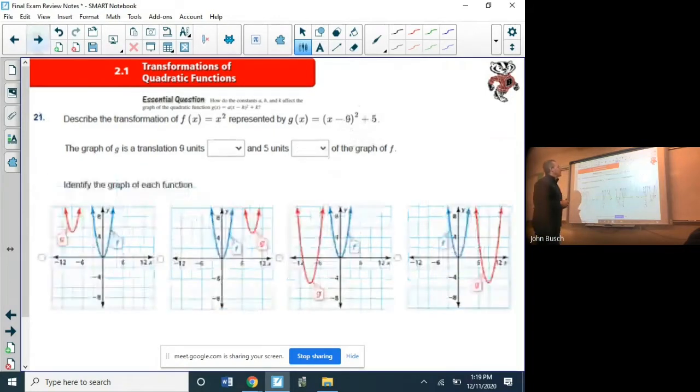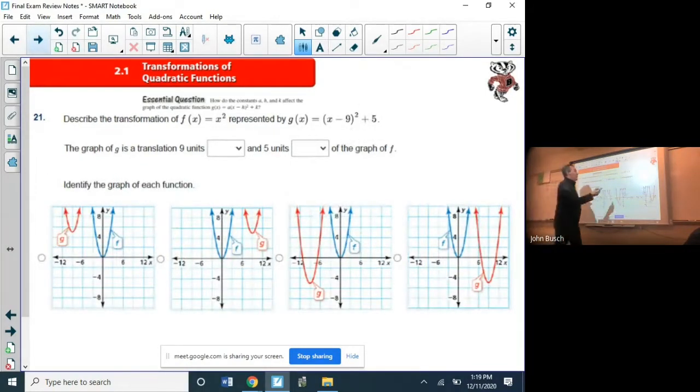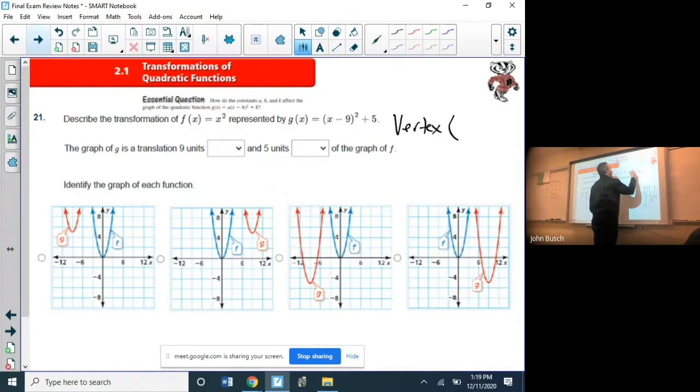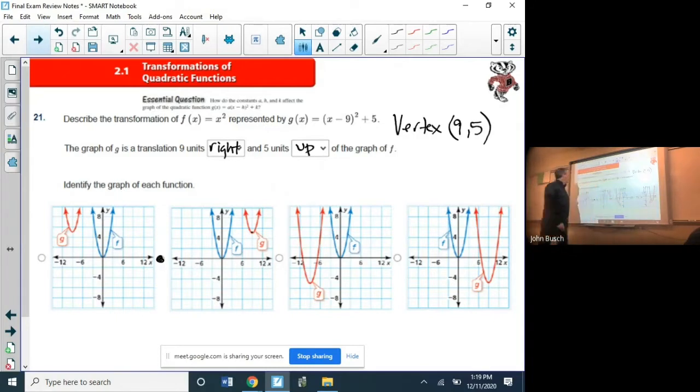So let's keep rocking. We've got another one. The vertex is at the point opposite sign, +9, same sign, +5. So we're looking for +9, +5. That's this one. Okay. Translation 9 units right, 5 units up. Okay.